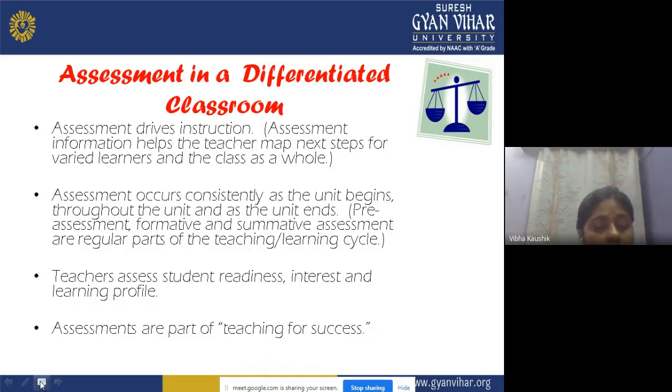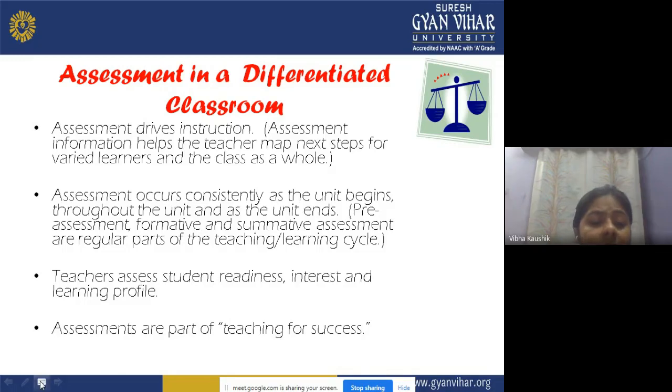Pre-assessment means the previous knowledge. Formative is after completion of the topic. Summative is at the end of the curriculum. These are regular parts of the teaching-learning cycle, meaning assessment is constantly occurring. We are taking the assessment of the students on a continuous basis.